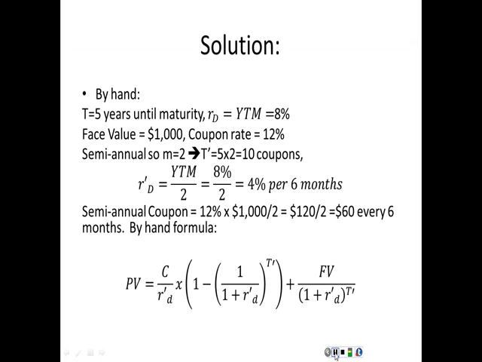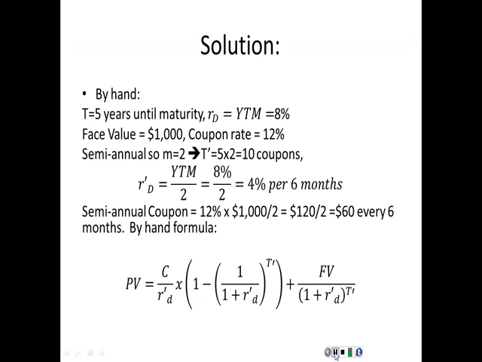So here, let's start with the interest rate. It says our yield to maturity is 8% per year. Since it's a semi-annual bond, we need to divide by M, where M is 2, to get a 6-month rate. So it would be 8% over 2, or 4% every 6 months.